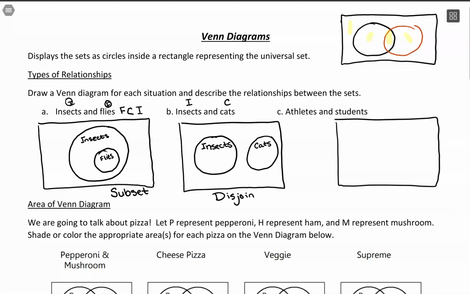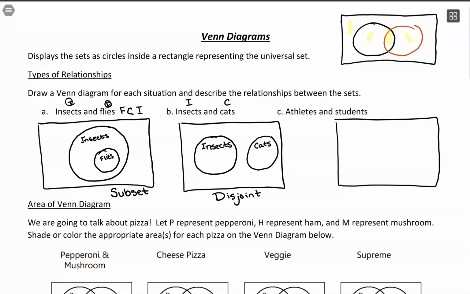This is going to be a term we see a lot in our, well, not a lot, but it's a term we will see in our probability section, because it's important to know, can both things happen at the same time or not? And in this case, it would be disjoint.